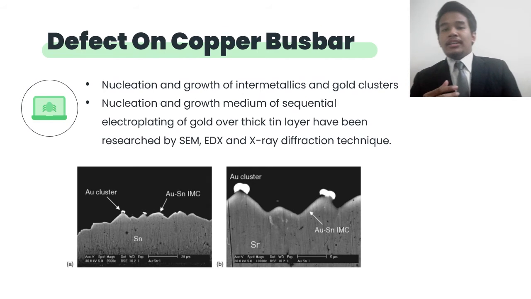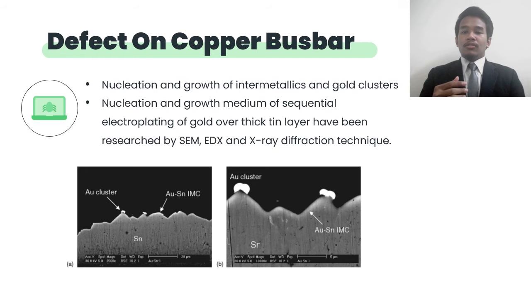Nucleation and growth of sequential electroplating of gold over a thick layer has been researched by SEM, EDX and X-ray diffraction techniques. The results show that the gold spheres grow in size and combine with each other to form a larger cluster. The basic understanding of the nucleation and growth mechanism is vital in driving the design of the plating process to make the gold thin composite for lead-free soldering based on the solder alloy without utilizing flux.